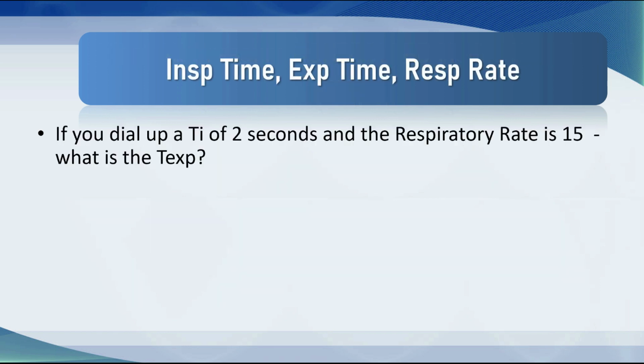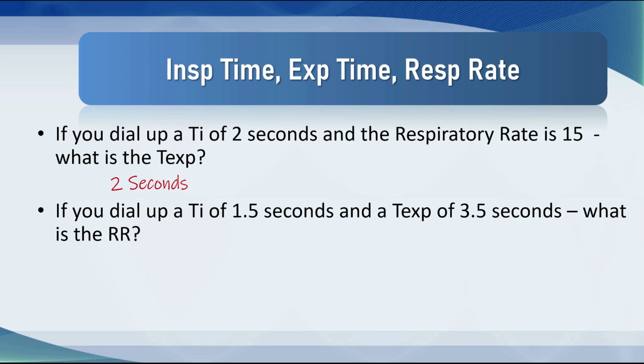If you dial up an inspiratory time of 2 seconds and a respiratory rate of 15, what is the expiratory time? Think about this for a second. Well, the answer here is 2 seconds. 2 by 15 equals 30. 60 minus 30 equals 30. Divide that by 15 and you get 2.